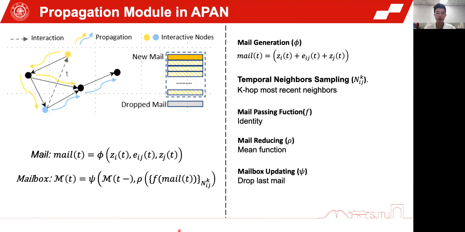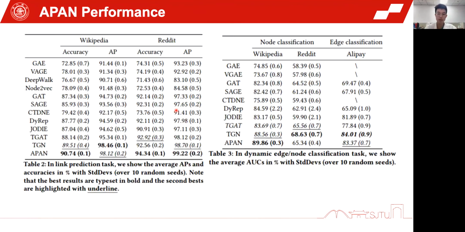And the last one is mailbox updating. Once a node receives the mail, its mailbox should be updated to summarize the historical state of the node's neighbors. To be more accurate, we adopt a first-in, first-out queue data structure to update the mailbox. Through the queue data structure, the mailbox will return the latest information and discard old mails.